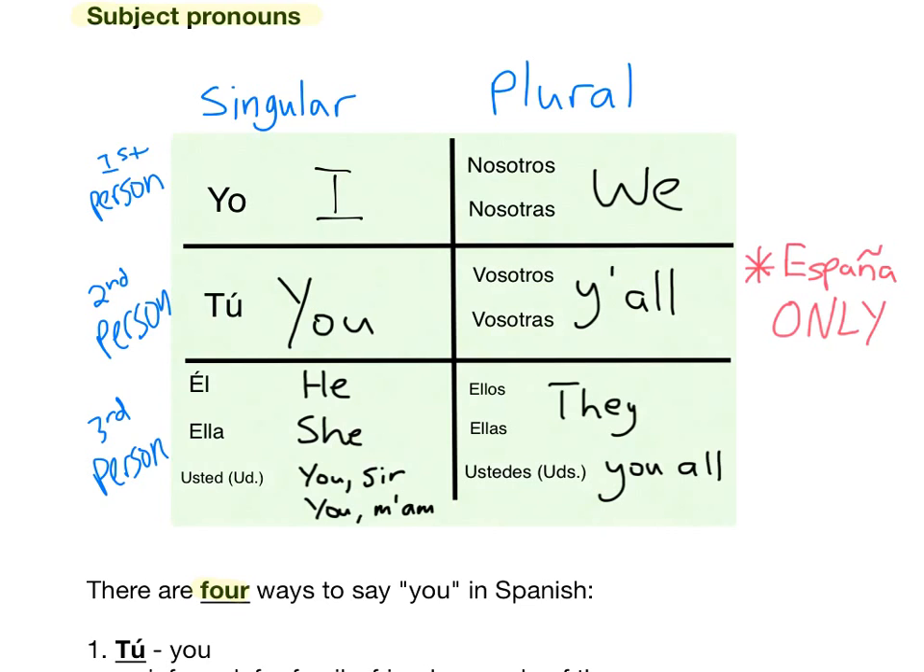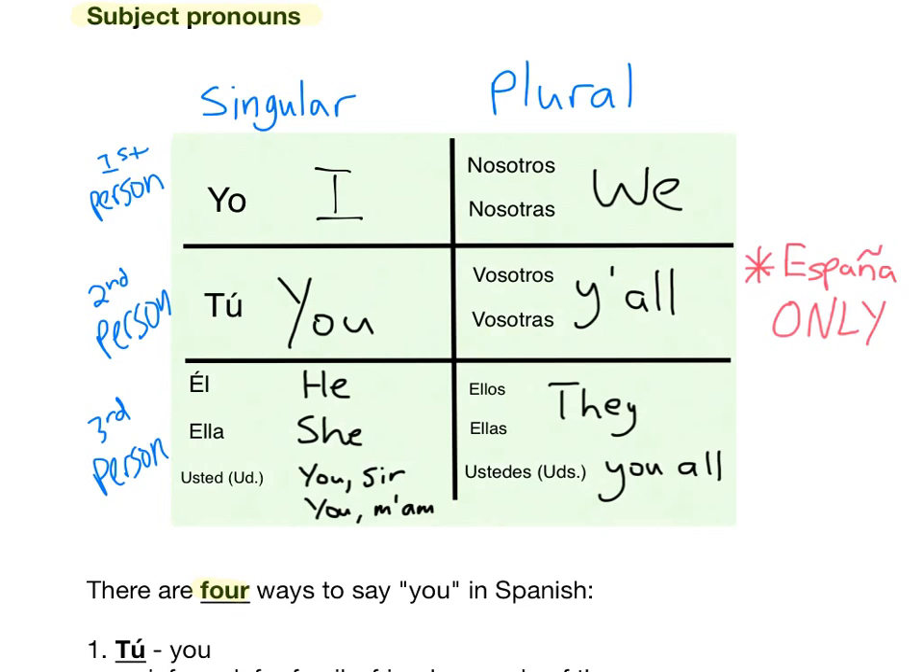These are the subject pronouns, okay? They're called subject pronouns because it's the subject of the sentence. I told you, you're going to learn a lot about English from studying Spanish. You're going to learn more about your own language. The subject is who is doing the action of the sentence. You need to know how to say these things.